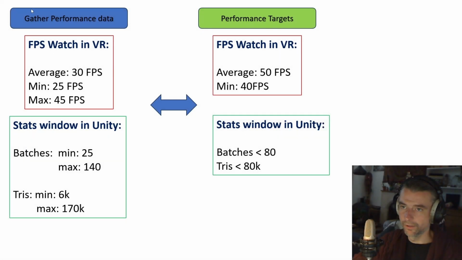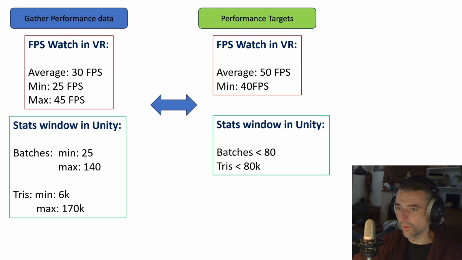Okay, so here I gathered all the performance data we've collected. As you remember, we deployed the experience on the Quest and we visited the experience in VR, and we used the FPS watch to see what the FPS value of the experience was. And we walked around the experience and the average value was around 30 FPS. I think in some places it was as low as 25 FPS, which is really low. And in some other places, it was 45 maximum.